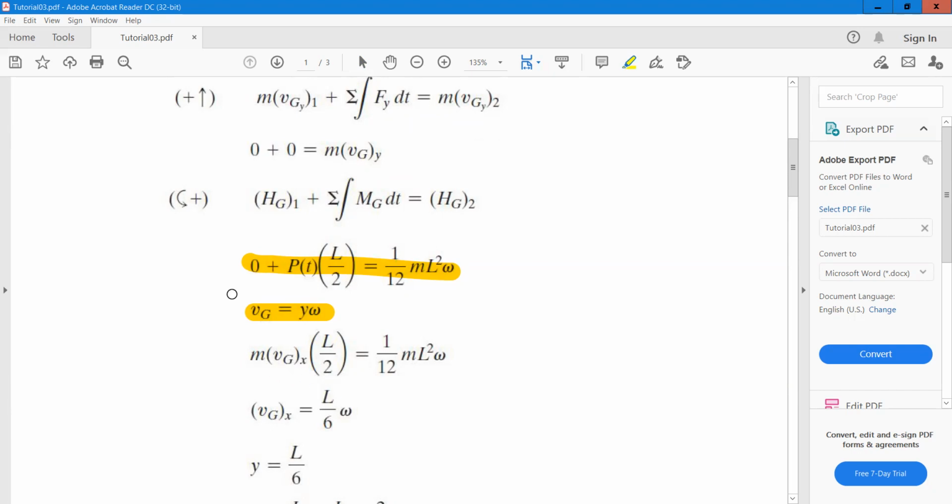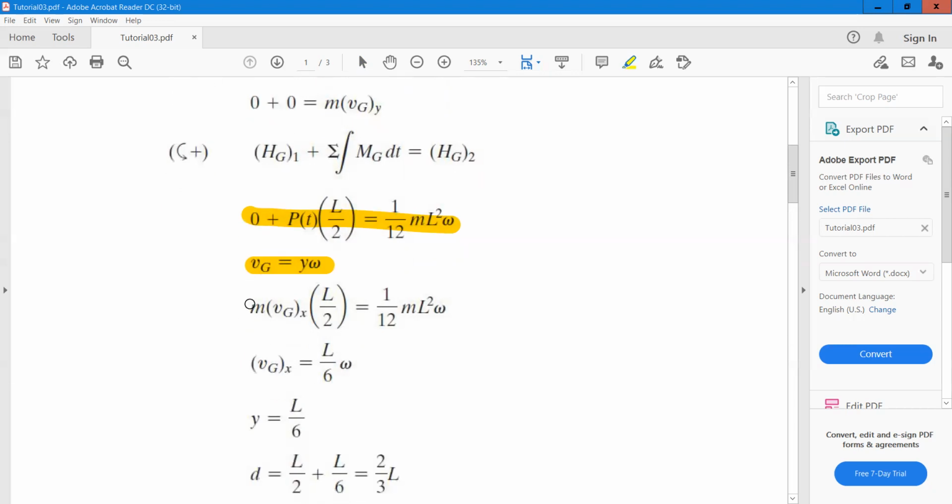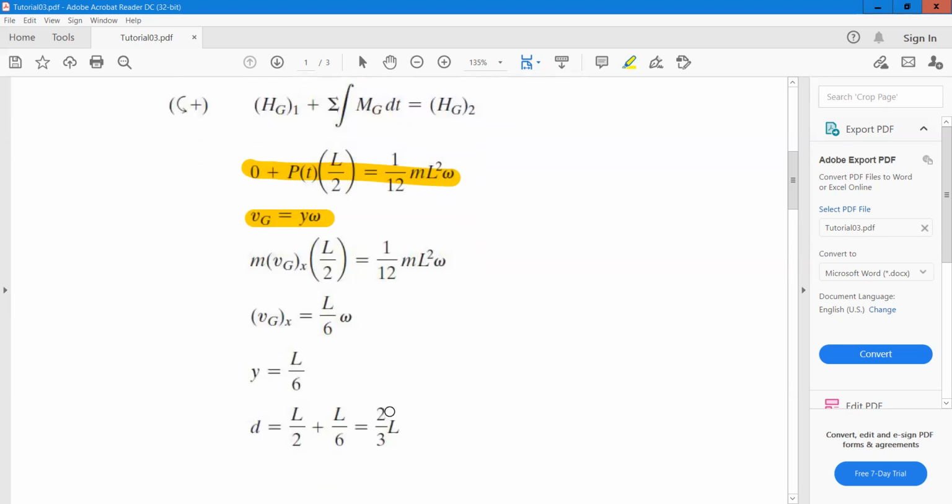Okay, so from this equation, we can solve and obtain the velocity in x direction or vertical direction, and solve this equation for y, because VGX is equal to y times omega. We can substitute here and solve this equation, because in both sides we have omega. The omega will be cancelled out and we can obtain that y is equal to L over 6. Okay.